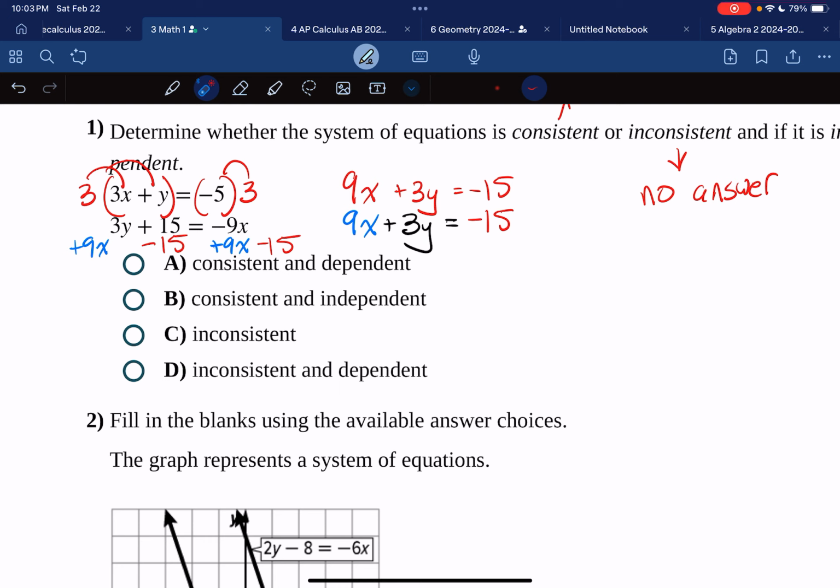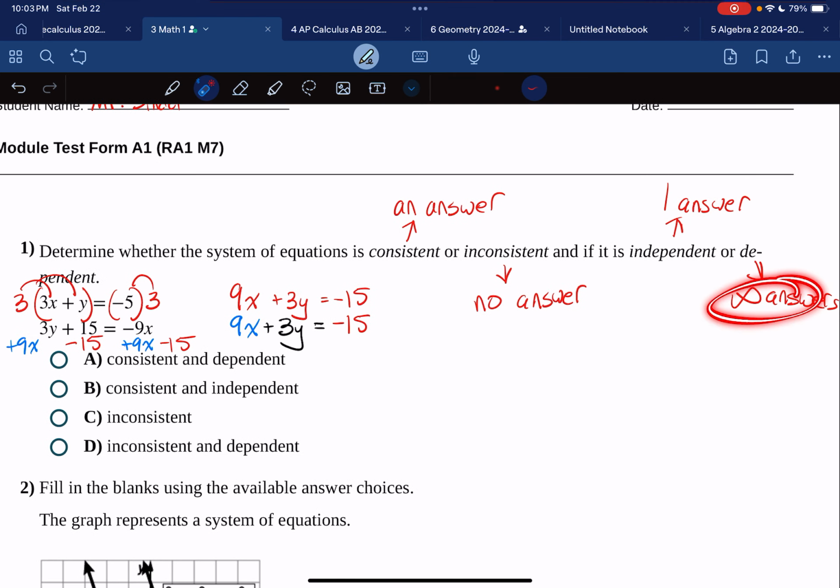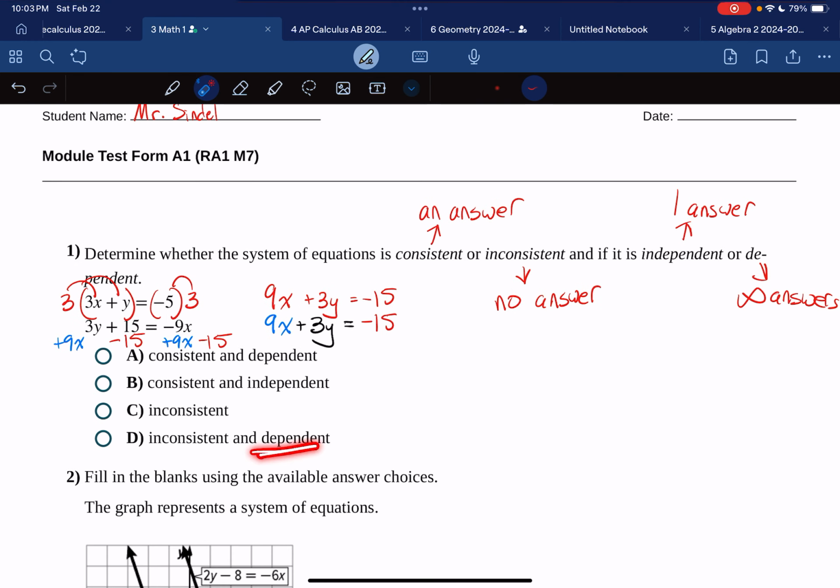If they're exactly the same equation, they're the same line. If you have the line and another line on top of it, there's an infinite number of answers. So which one of these means infinite number? So infinite number of answers means it's dependent. So there's dependent there and dependent there.